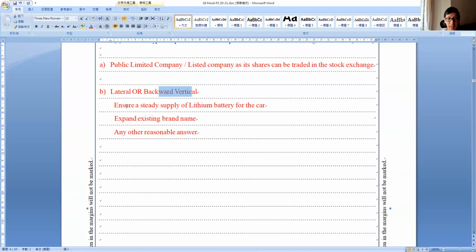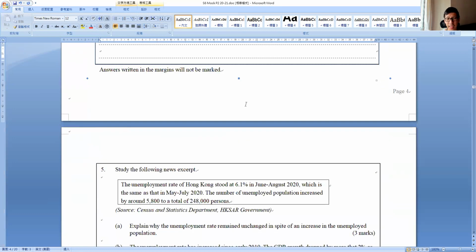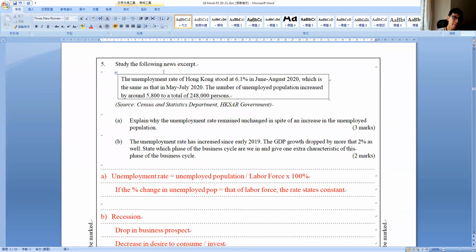Okay, so it is to ensure a steady supply 嗱，呢啲係自己知啦，好唔好啊？嗱，ensure a steady supply of factors. Okay, this is a factor. Okay, expand existing brand name, economies of scale, etc. 好嘛？嗱，嗰啲自己睇書啦，好嘛？嗰啲唔解啦，好嘛？呢條係容易嘅。This is an easy question. Now what about next one?